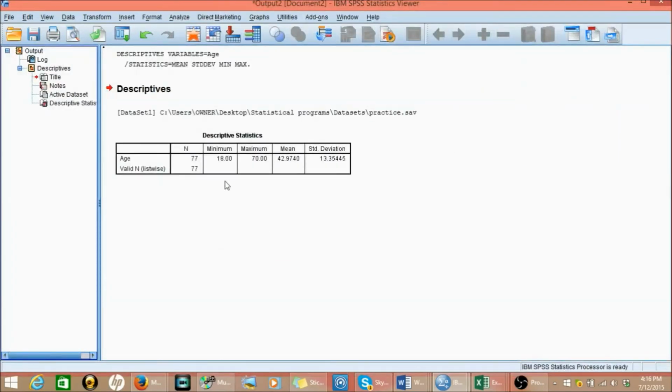And voila. So I had 77 participants. Youngest was 18, oldest was 70, with an average age of 42.9 and a standard deviation of 13.35.